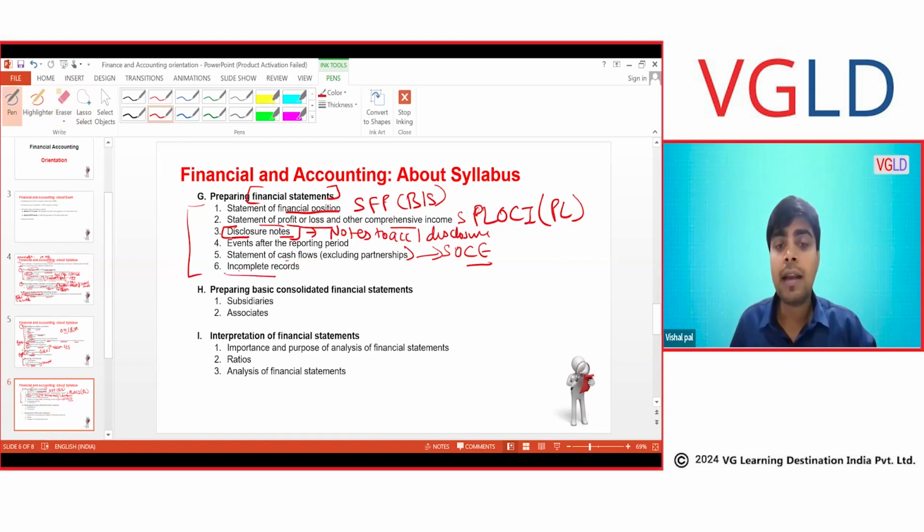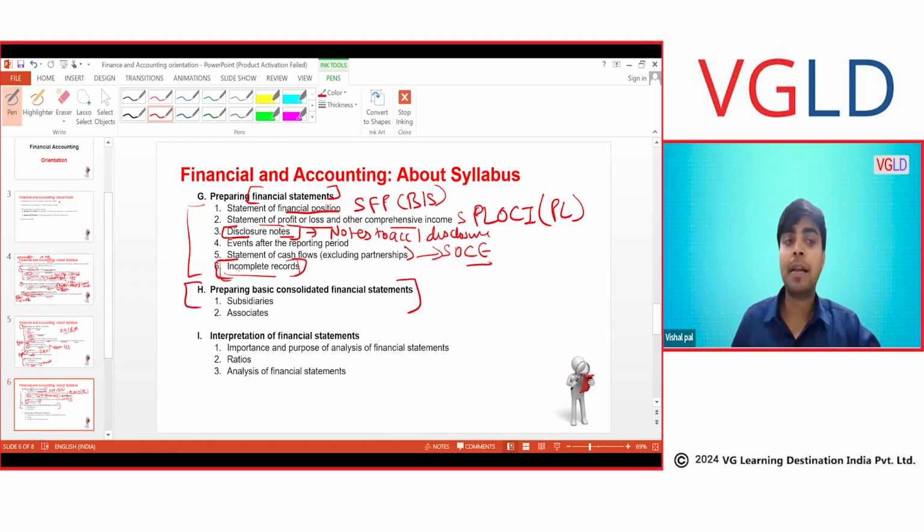Now, what are incomplete records? We'll also learn the accounting for single entry. Sometimes as an accountant, it's not like you always work in a fancy company that provides you all records, all data. There would be challenges where you face an entity where the records are incomplete. Then as an accountant, it is your responsibility to make this information presentable to shareholders. In that case, you need to work out how you can work on these incomplete records. So this is also part of your syllabus.